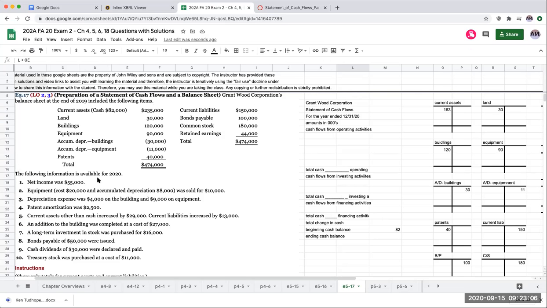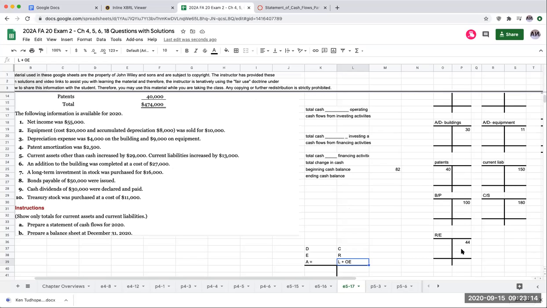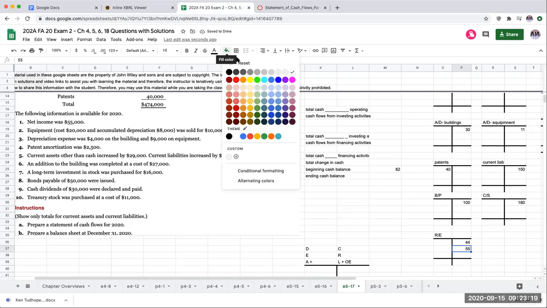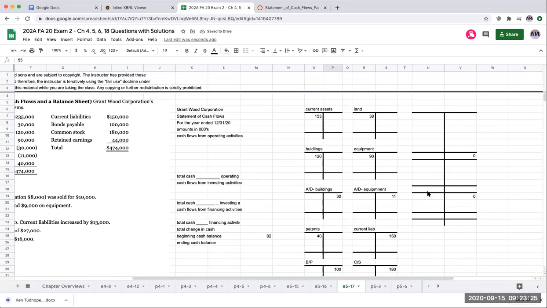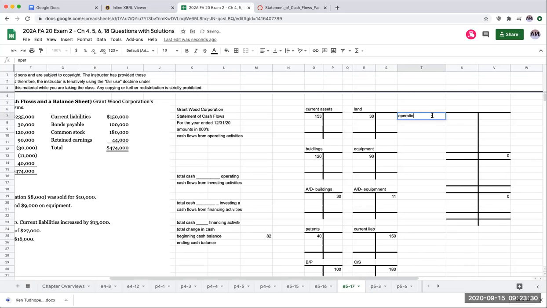So the following information is available for 2020. Net income was 55,000. Where does net income go? Net income is going to go right over here into retained earnings. If my net income is right over here, I'm going to do the opposite to cash. So here I'm going to have my cash flows from operating, investing, and then financing. I'm going to give myself a little bit more room for investing and financing because I have a feeling I'm going to need it.